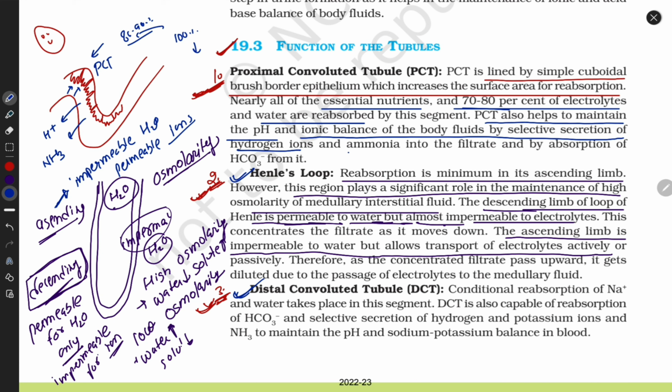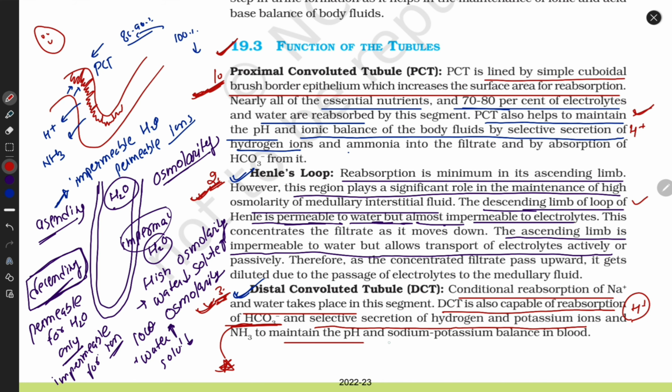Now let's switch towards distal convoluted tubule. What do they do? Of course, reabsorption of ions and water. DCT is also capable of reabsorption of bicarbonate. This is the important star mark here. No one else can absorb bicarbonate, but they absorb. So we can mention selective secretion of hydrogen and potassium. Henle's loop and proximal tubules, they all secrete H plus ions. Some potassium, some sodium, some hydrogen ions, some ammonia. They maintain pH like PCT, and sodium potassium balance in blood.